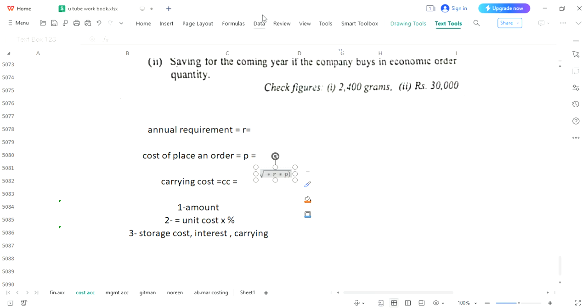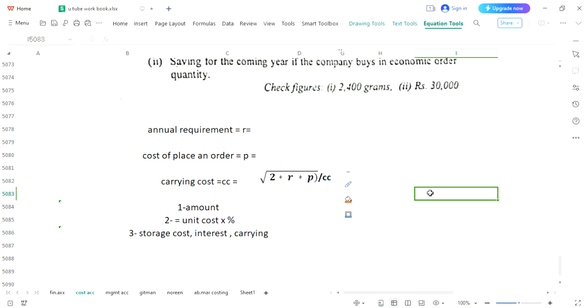Actually the size was a little less, so visibility was the problem. Let's make the accurate size, and we are making it bold as well. So 2 multiplied by R, annual requirement, and then you will be dividing it with CC, carrying cost. So this is the total formula which you will be writing over here. So in this way you will complete it, and kindly note it down.